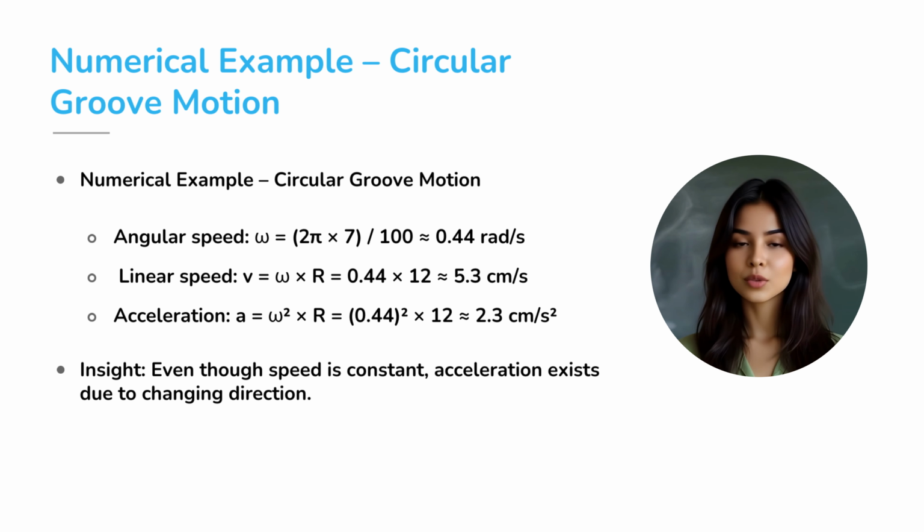Now, using the formula v equals omega into r, we get v equals 0.44 into 12, which is about 5.3 centimeters per second, and the acceleration a equals omega squared into r, which equals 0.44 squared into 12, giving us around 2.3 centimeters per second squared. Notice that even though the insect maintains a constant speed, it's continuously accelerating inward because of the change in direction. That's the magic of circular motion.